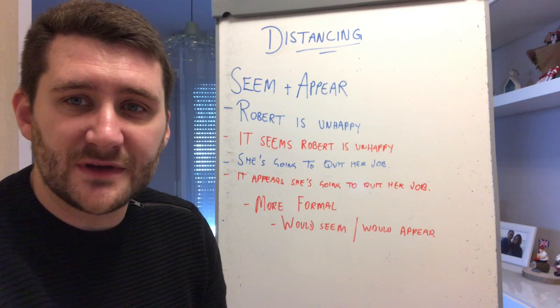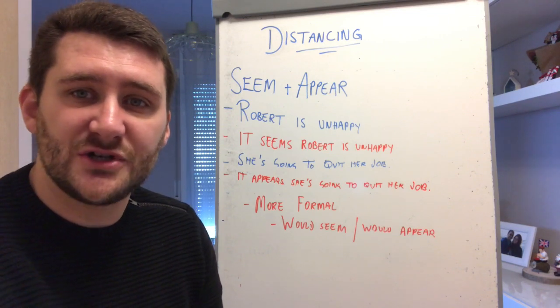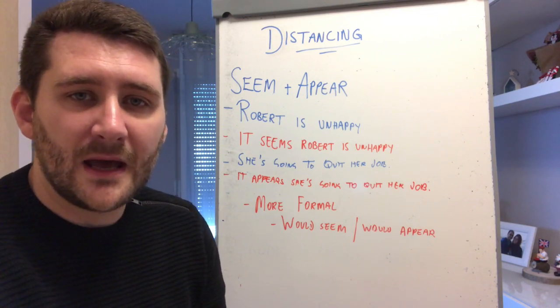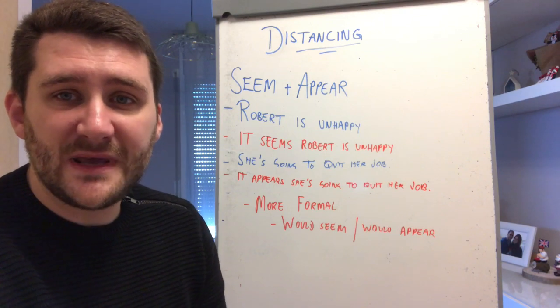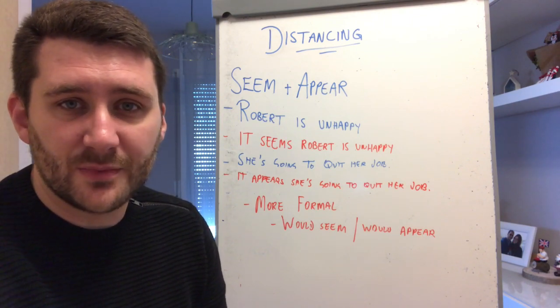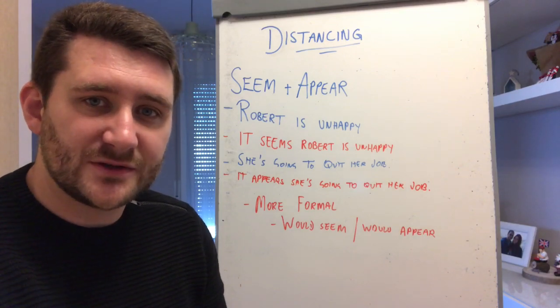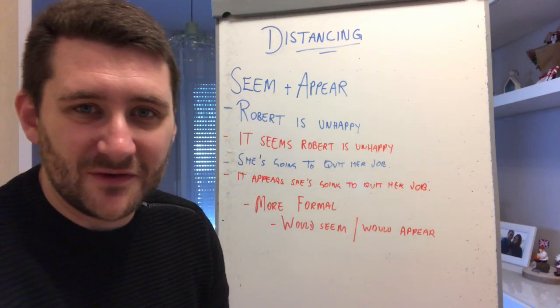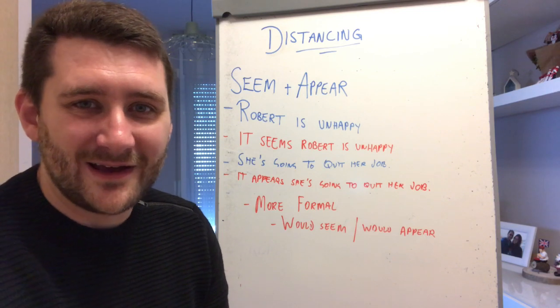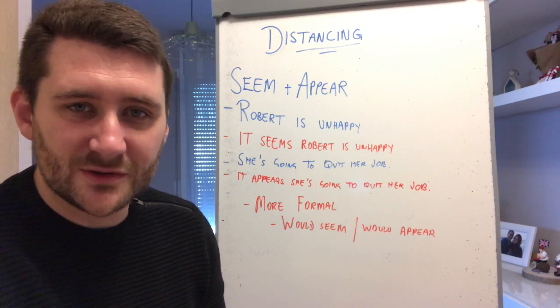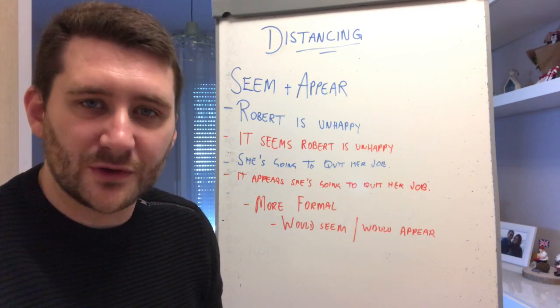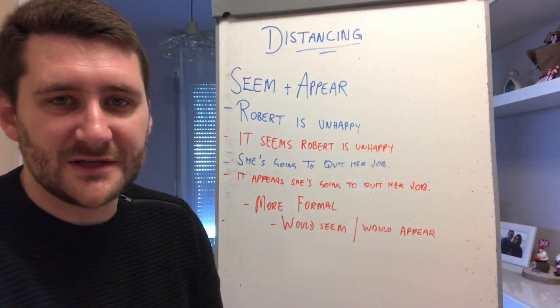The second sentence I've used is, she's going to quit her job, all right? And using appear, it appears she's going to quit her job, all right? So again, if you're not sure, you'd be using this structure. And it can get you out of a lot of difficult problems and a lot of difficult arguments, because you're communicating that you are not 100% sure of this information.